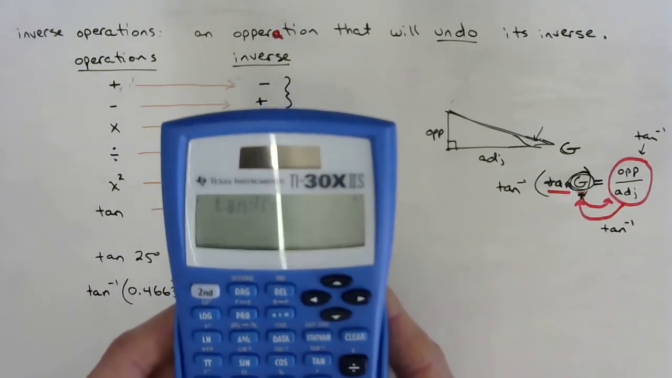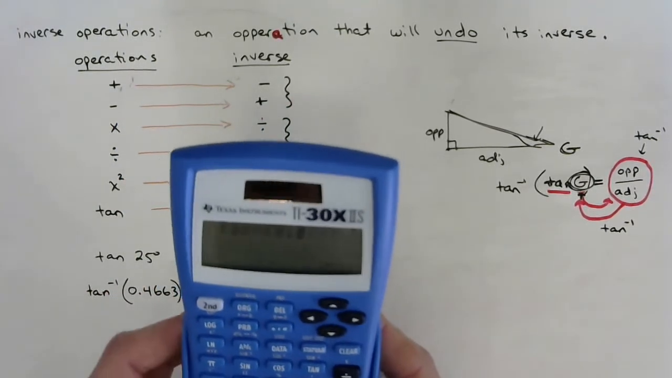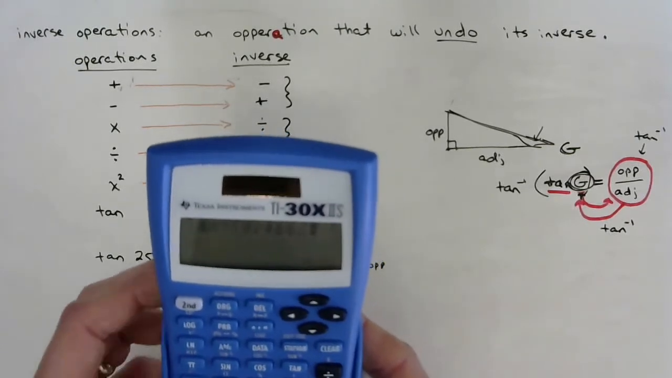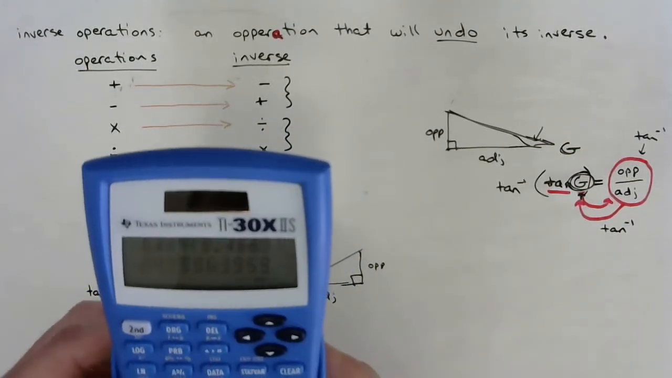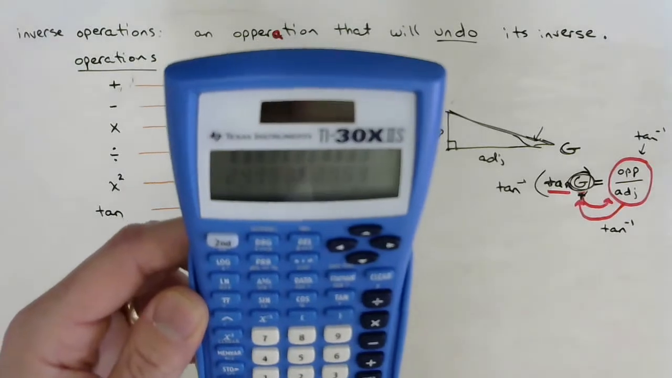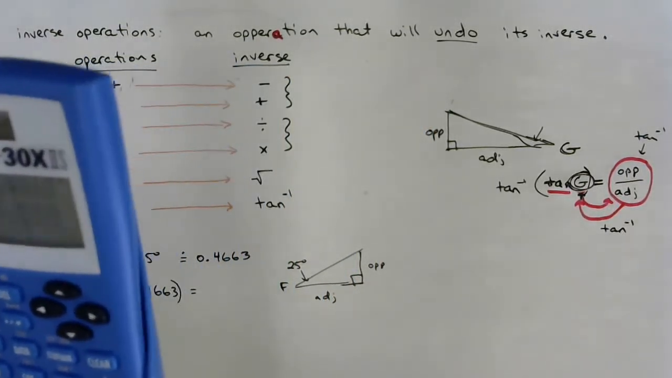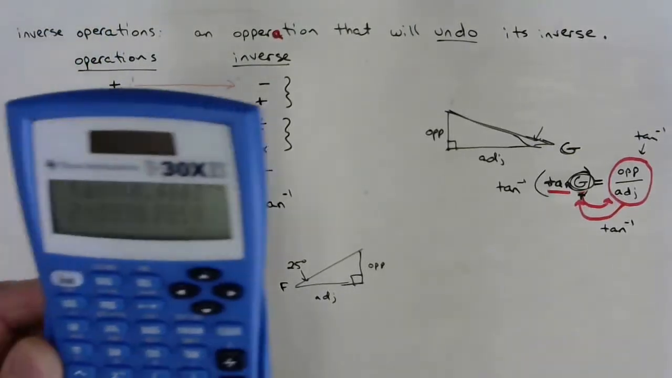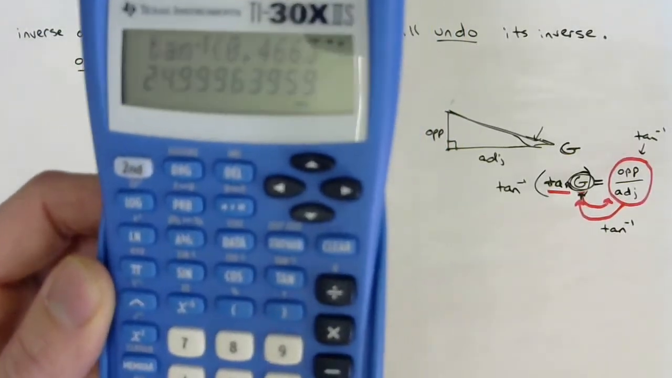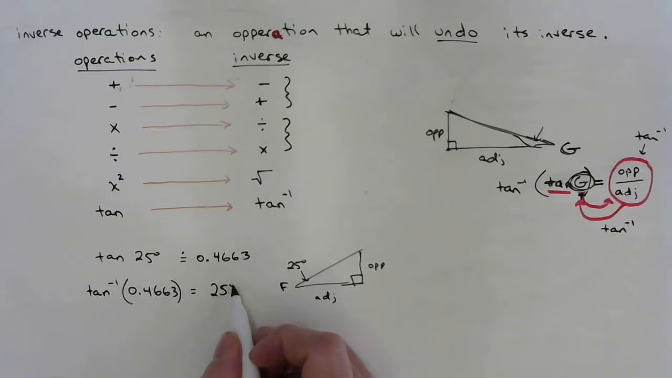And all you're going to do is type in 0.4663 because that's our ratio. Enter, and we get 24.999. Why isn't it exactly 25? Because it's approximate. It's approximate because we rounded to 4 decimal places, okay? So you get it back out, it's going to be 25 degrees.